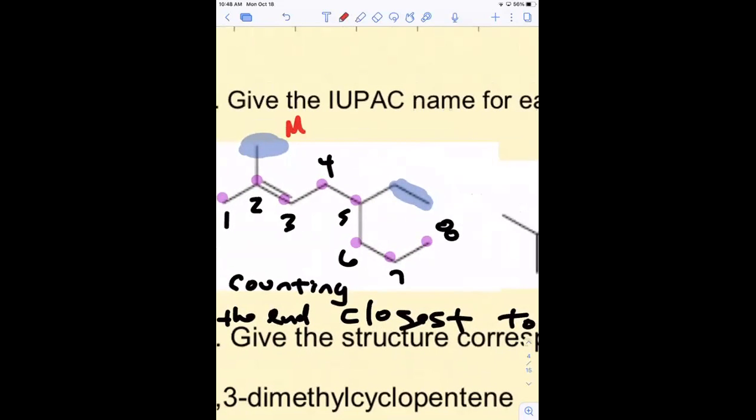So this is a methyl. And this is 2 carbons right here. Y'all see that? That's attached to that chain. So it's an ethyl. That's CH2, CH3.